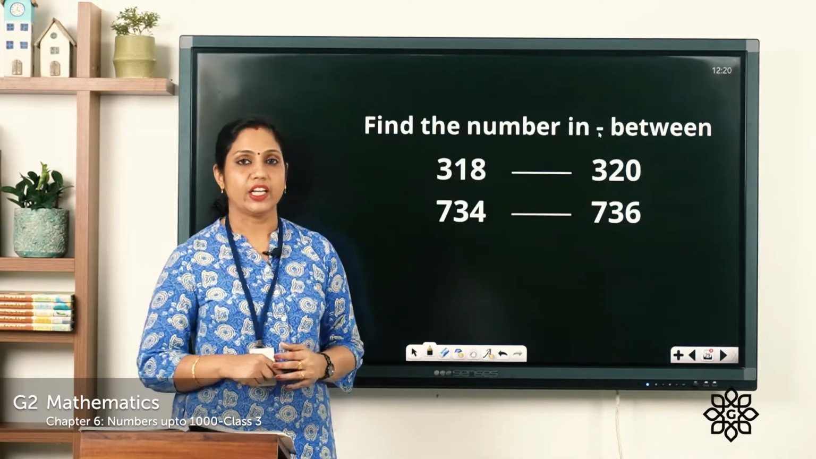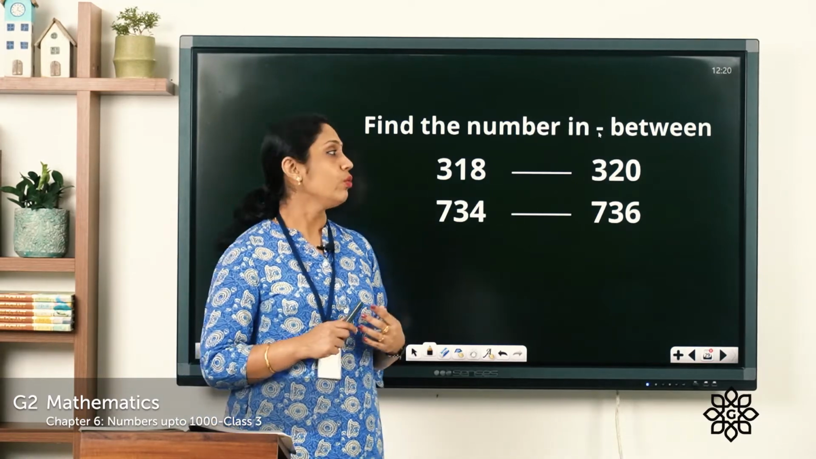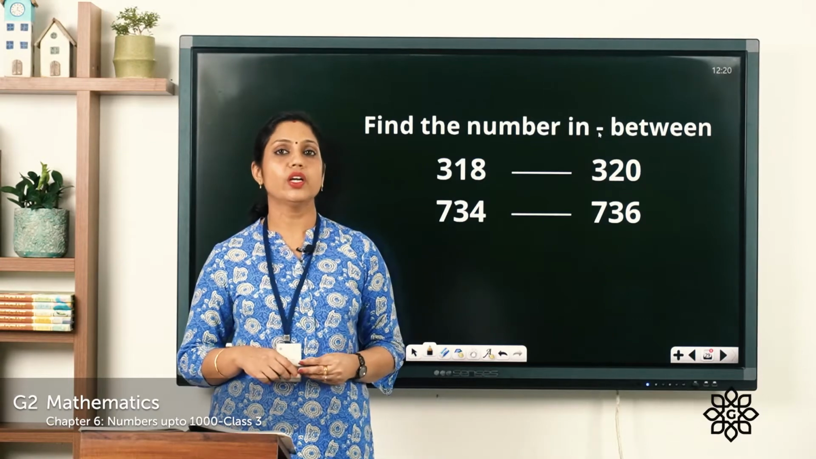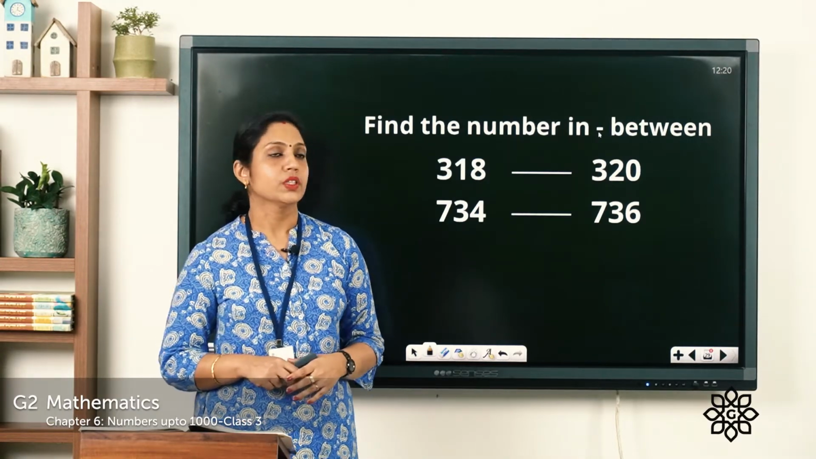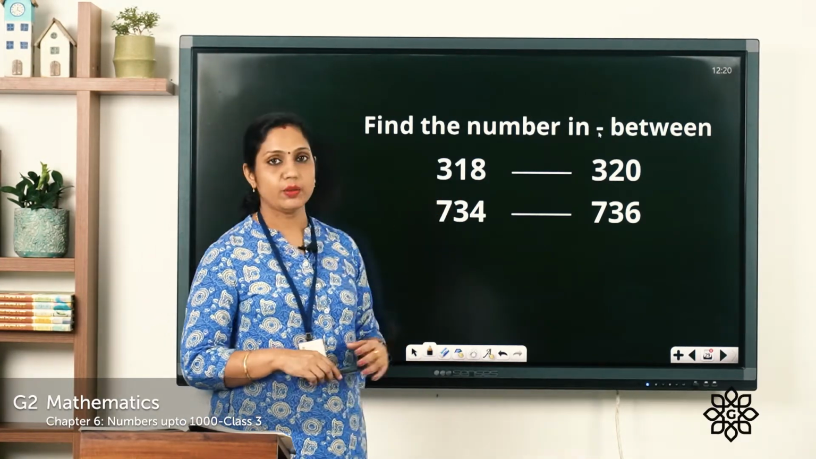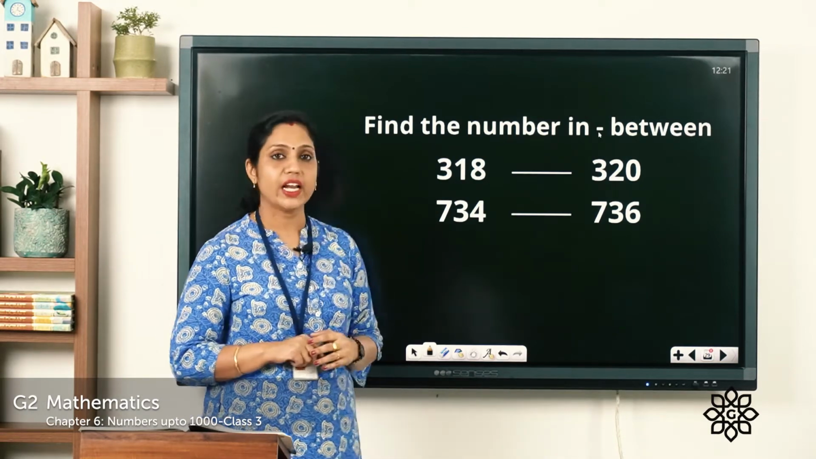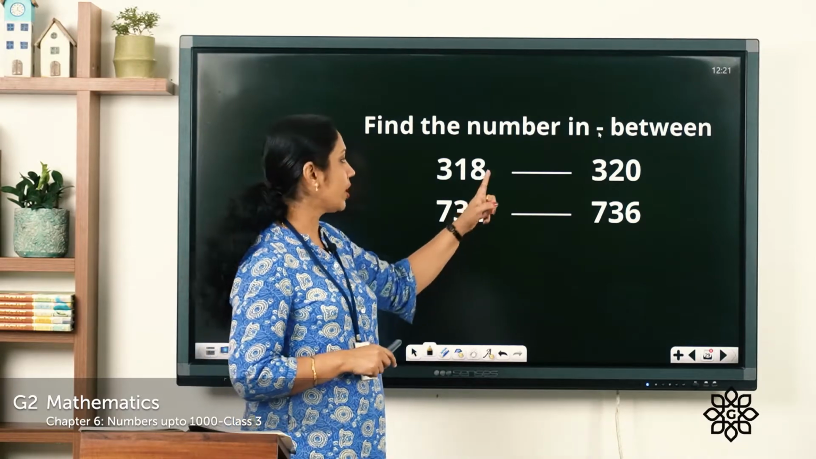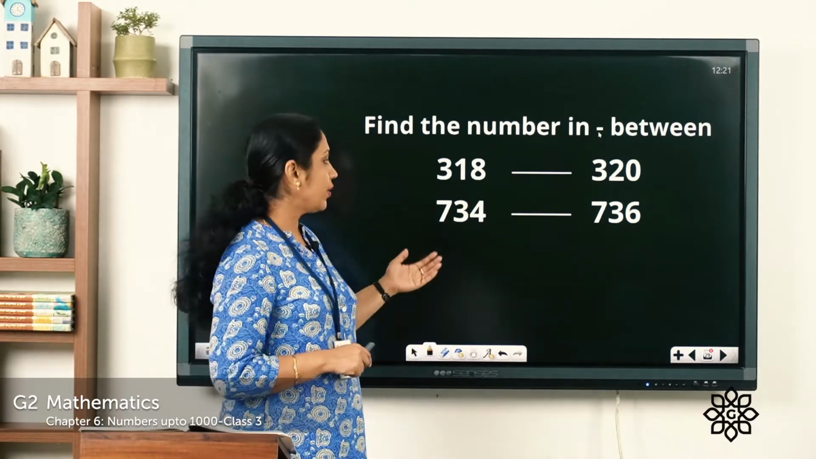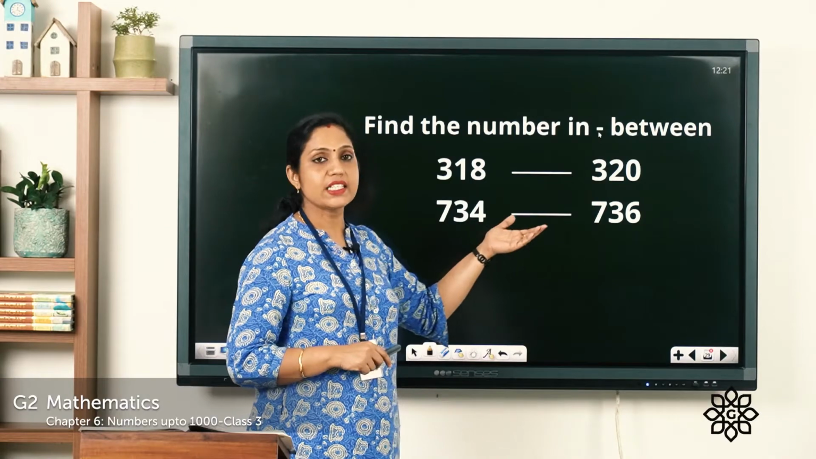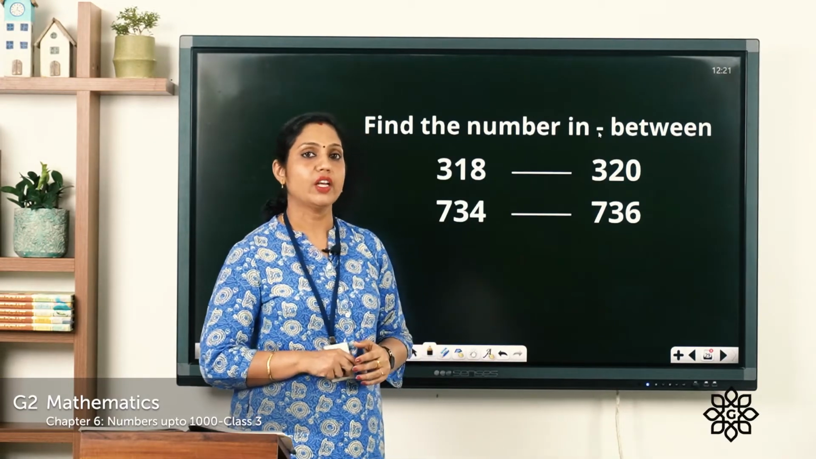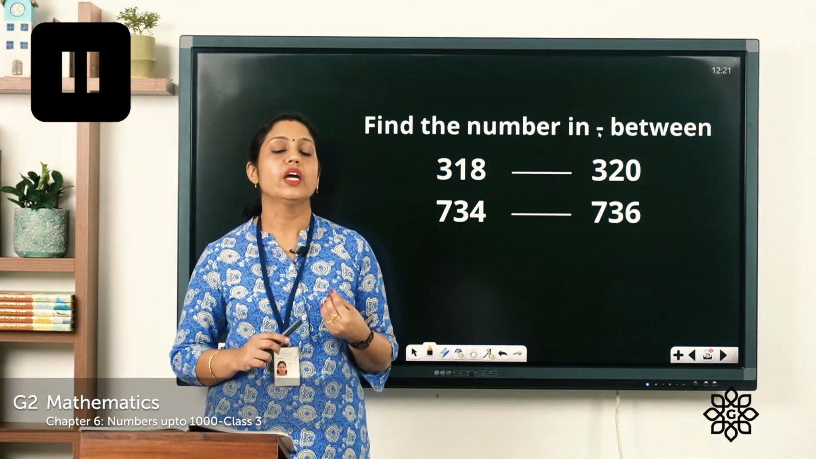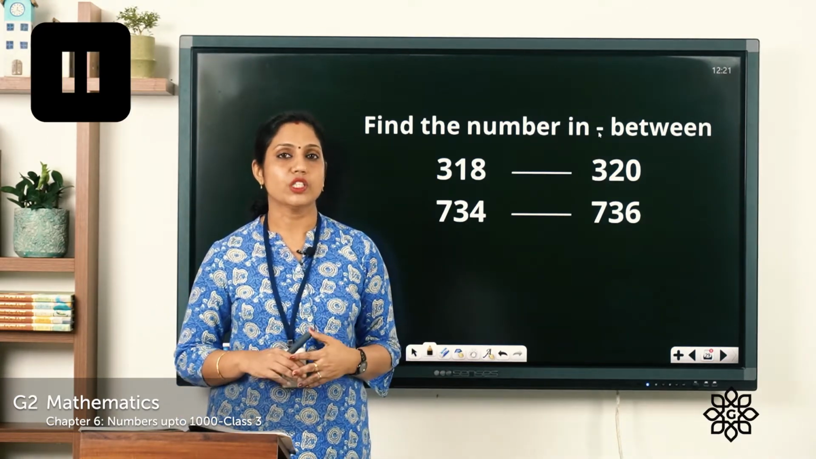So here you have an activity. You can find out which number comes in between these numbers. So you can take down your notebook, write down the question here. So find the number in between. First we have 318 and 320 and we have to find out which number has to be written here. Second one, we have 734 and 736. We have to find out the number which has to be written in between. So pause the video, write down the question and come back once you have done it.